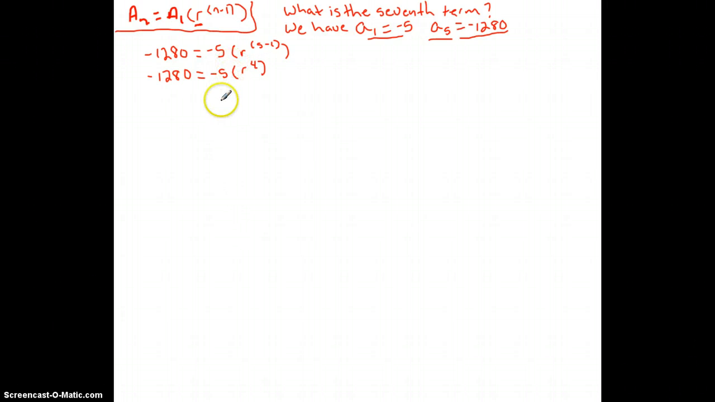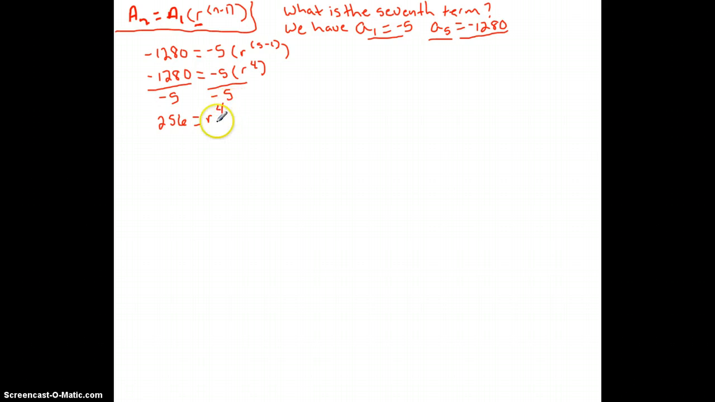All right, now we just simply solve this equation for r. So we're going to divide both sides by -5. And when we do that, on this side, we get a negative divided by negative, so we get a positive 256 equals r to the fourth.